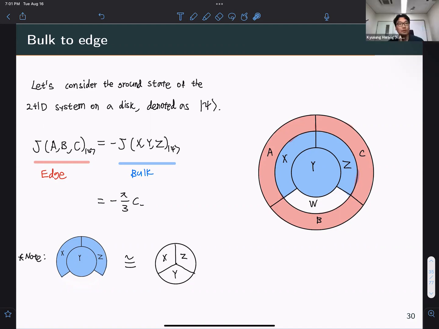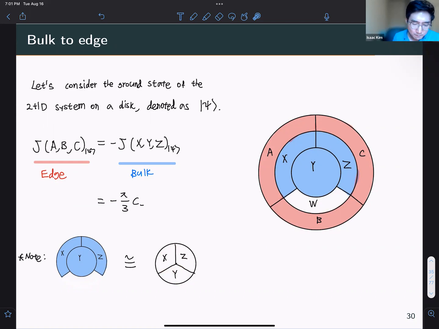So for this formula, you're just going to have to believe me, but it turns out that there's an equality based on just quantum information theory that relates JABC at the edge. So notice that here ABC is the edge subsystem, and XYZ in the bulk. And let me remind you that in the bulk, the modular commutator is a topological invariant. So this guy is topologically equivalent to that guy. So it reduces to the old formula.